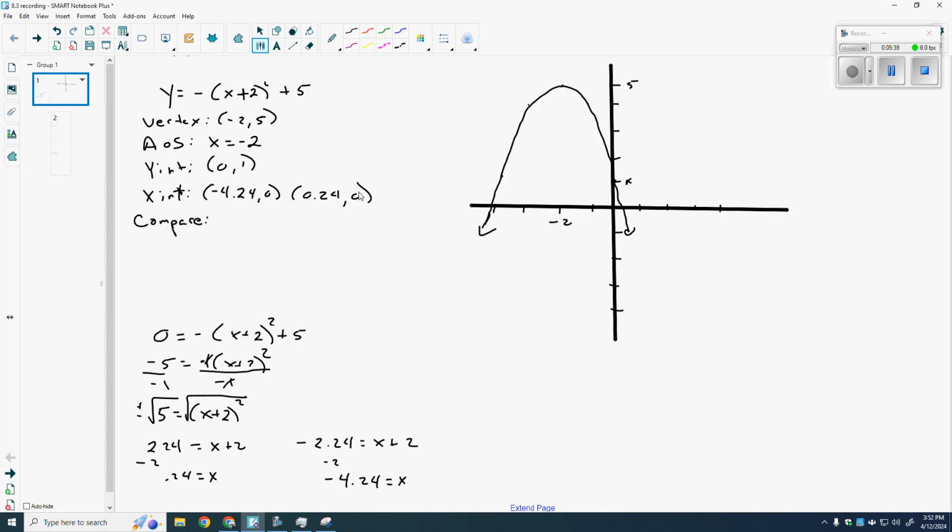And now I have the information that I need. I have all that stuff filled out, and I have my graph. Compare. It's just simply left 2. I just write in words how this graph is different than y equals x squared. It's left 2. It is up 5. And it is upside down.